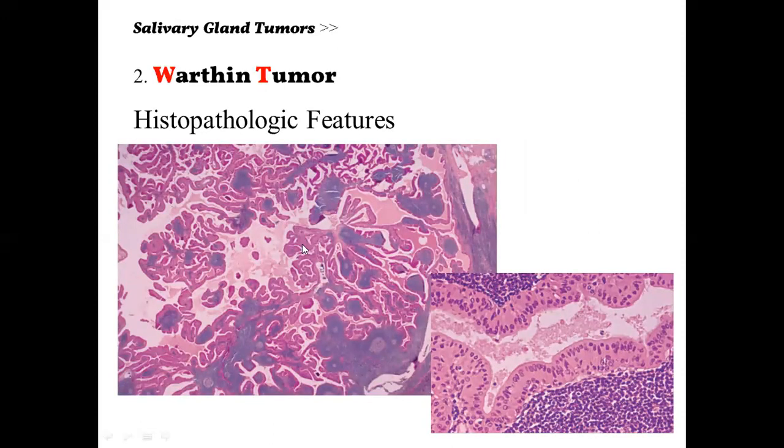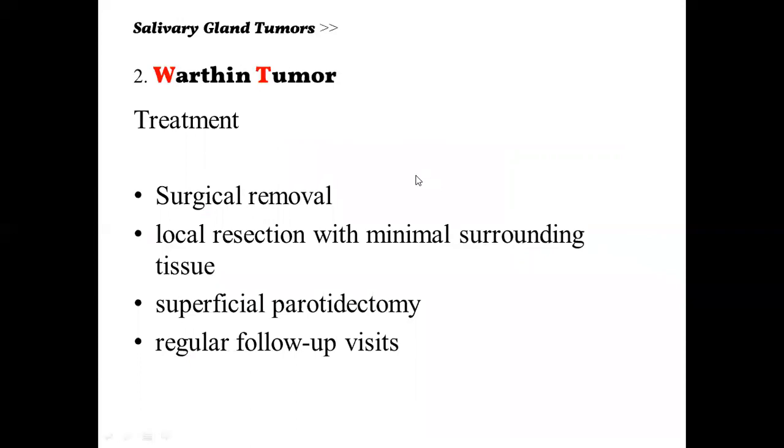So these are the salivary gland cells, and makikita nyo ito, these are the lymphoid stroma. So may itong isang germinal center na to. Okay? On a closer look, meron tayong mga ductal cells natin. Medyo nagkaroon ng hindi maganda na arrangement. Plus, supported sila ng lymphoid stroma. These are all lymphocytes. Yun. So, ito yung kakaiba sa Warthin tumor. And this is also associated with cigarette smoking. Okay. The treatment for this one is surgical removal of the salivary gland. Local resection with minimal surrounding tissues is recommended.